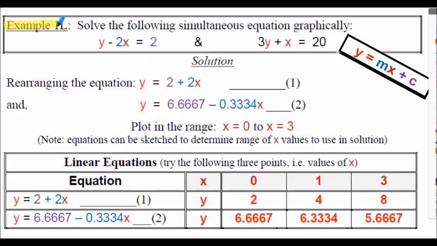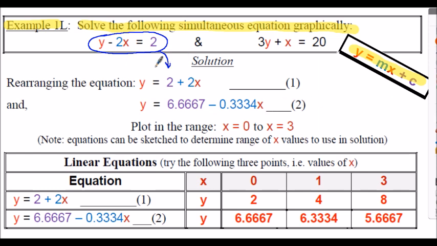Example 1L, we're asked to solve the following linear simultaneous equations graphically. We're given two equations. The first one here, y minus 2x is equal to 2, and the second equation, 3y plus x is equal to 20. The first thing we need to do is to rearrange the equations in the form of y equals mx plus c. Considering the first equation given in the example, I'm simply going to add 2x to both sides of the equation to form this equation, y is equal to 2 plus 2x.